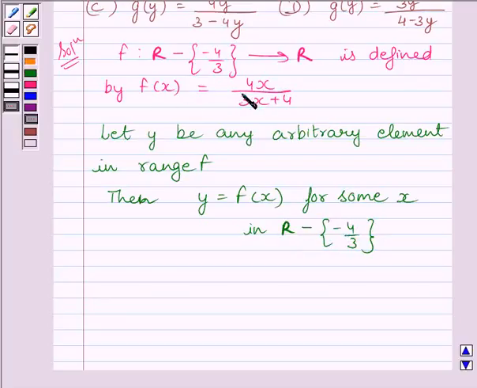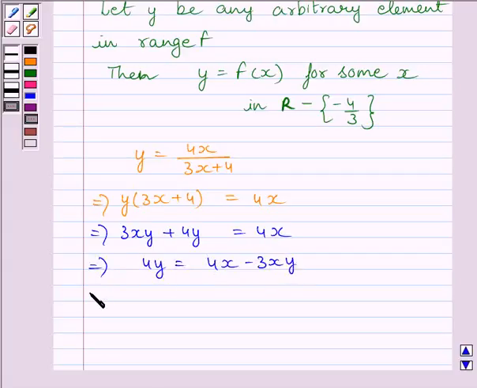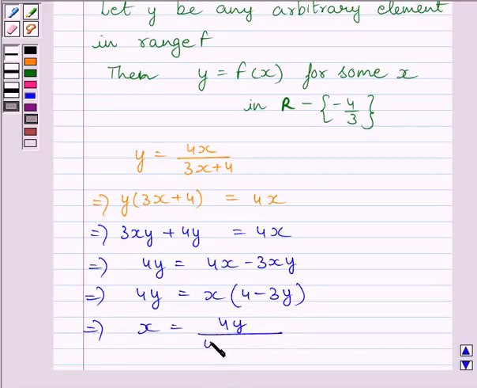We know f(x) is equal to 4x/(3x+4). So we can write y is equal to 4x/(3x+4). This implies y multiplied by (3x+4) is equal to 4x. This implies 3xy plus 4y is equal to 4x. This implies 4y is equal to 4x minus 3xy. This implies 4y is equal to x multiplied by (4-3y). This implies x is equal to 4y/(4-3y).